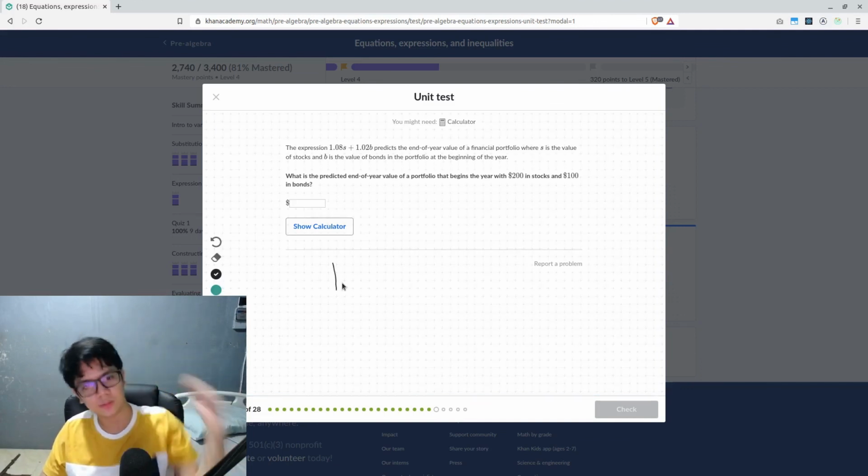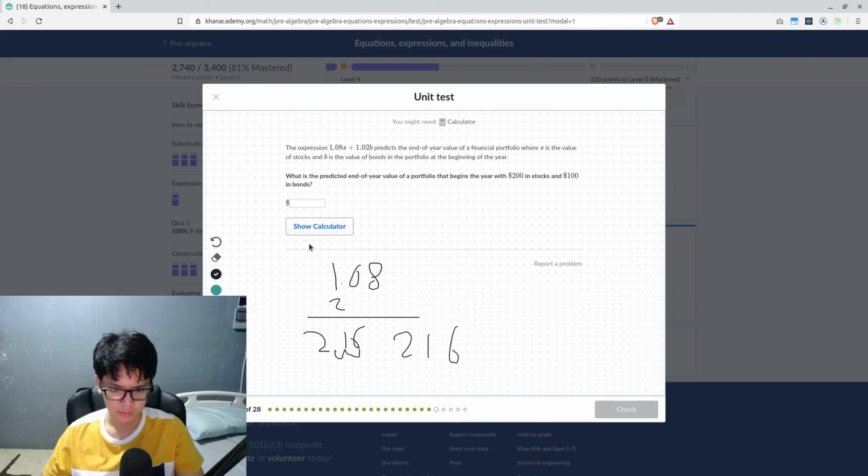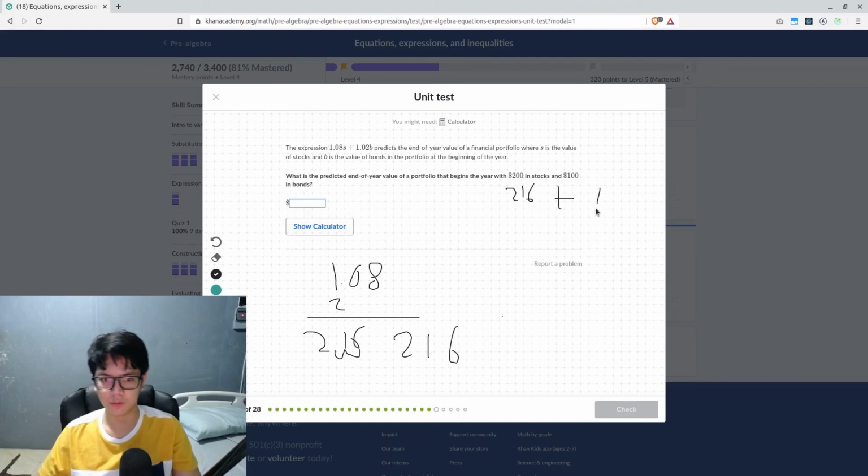Okay, let's see. Let's multiply 1.08 times 200. Do I really need to do this? Oh my gosh. Okay. If we just multiply this by 2, then you get 2.16. But since this is by hundreds, you get 216. Oh, that's not enough. Just 216, the first part, plus 100. So we have 102. It's gonna be 318.